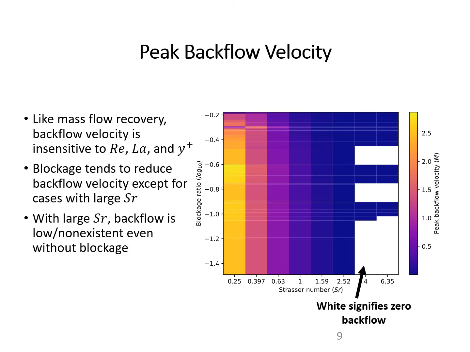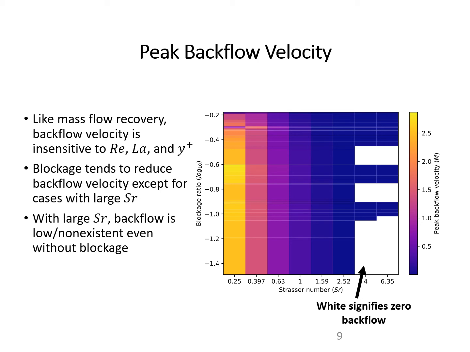Next, let's examine the peak backflow velocity, which again we normalized according to the top wall velocity. Again, we found that Reynolds number, Lang number, and Y plus did not influence results at all. It was the same deal where variation in that had no effect on results. Blockage tends to reduce backflow velocity.